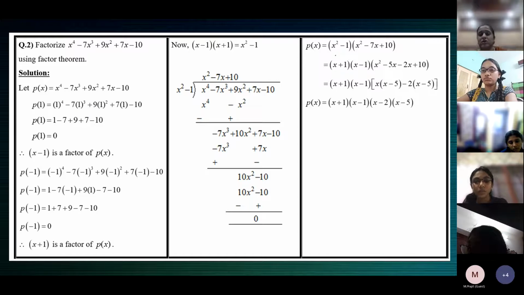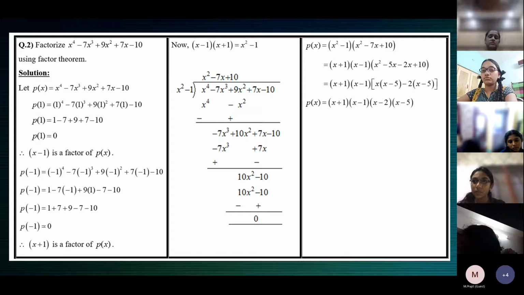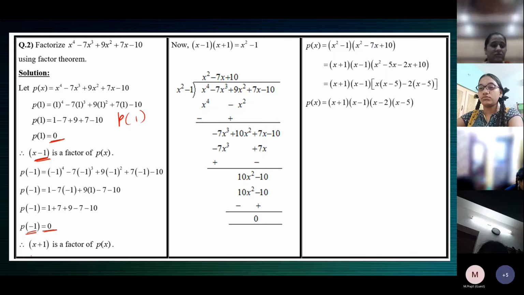And then use the division algorithm. Split the middle term and find all the factors. So as I told you earlier, find P of 1. We found P of 1 and we are happy with it because we're getting the value as 0. So that means x minus 1 is a factor. When you find P of minus 1, we are getting 0. That means x plus 1 is a factor.